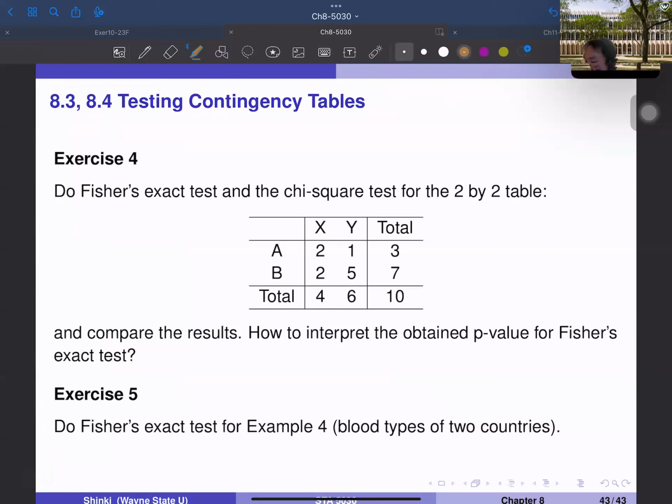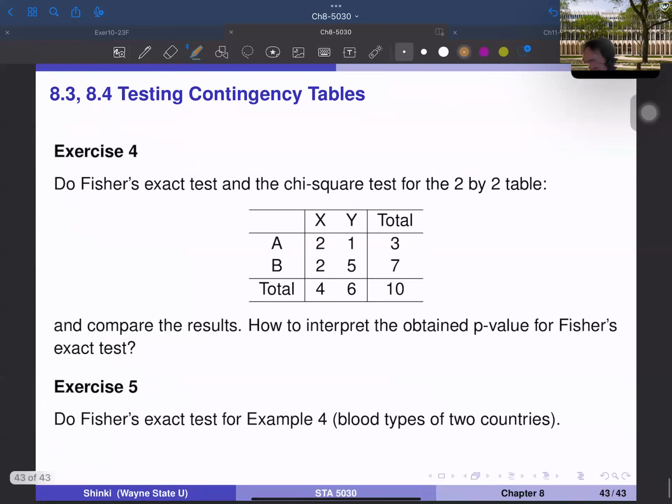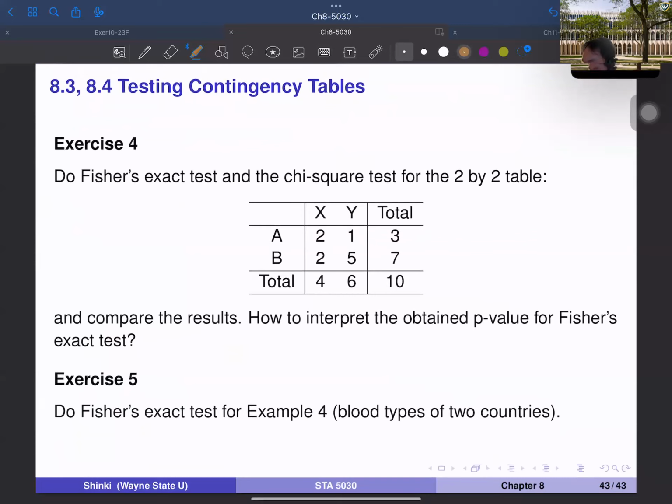And exercise 4: do Fisher's exact test and the chi-square test for a 2x2 table, compare the results, and interpret the obtained p-value for Fisher's exact test. And exercise 5: do Fisher's exact test for example 4, blood type of 2 countries. I think that these are really similar ones, so I will do exercise 5 only.